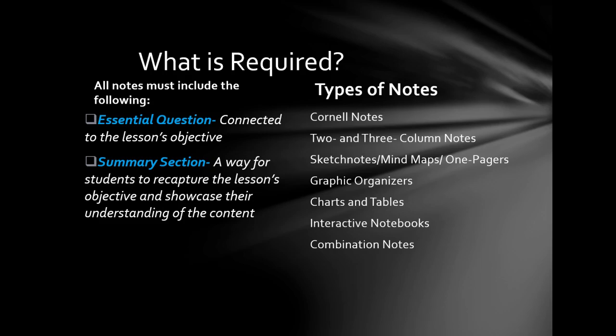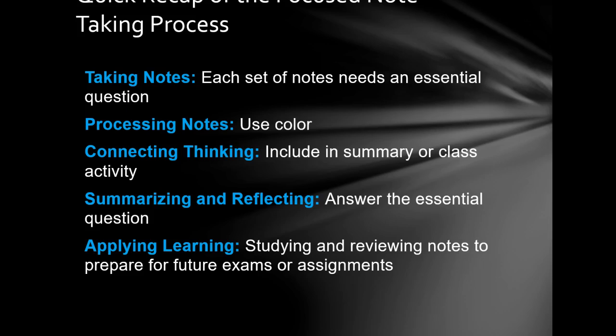So I'm going to do a quick note recap of the 5 processes. Number 1, taking notes. That's the big one. Number 2, you want to process those notes and you want to use color. When you are highlighting, underlining, circling, you want to use some color in your notes because color helps to trigger and chunk and understand a little bit stronger.